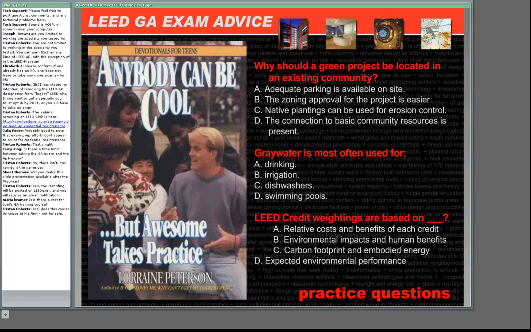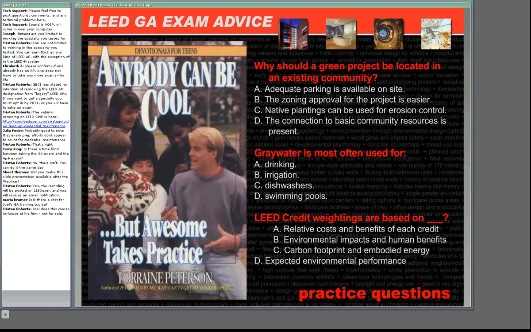Why should a green project be located in an existing community? Adequate parking is available on site. That's not necessarily true. Zoning approval for the project is easier. That's not necessarily true. Native plantings can be used for erosion control. That can be done anywhere. The connection to basic community resources is present. That's what they're looking for, because if you're in an existing community, you're not having to develop new stores and stuff like that. They're already there. You can potentially walk there. So that's the answer they're looking for, D.